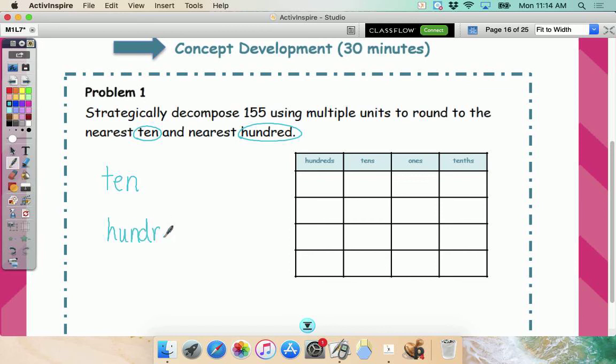If you don't have a paper, it's over on the back counter. Where they always are. There you go. Okay?